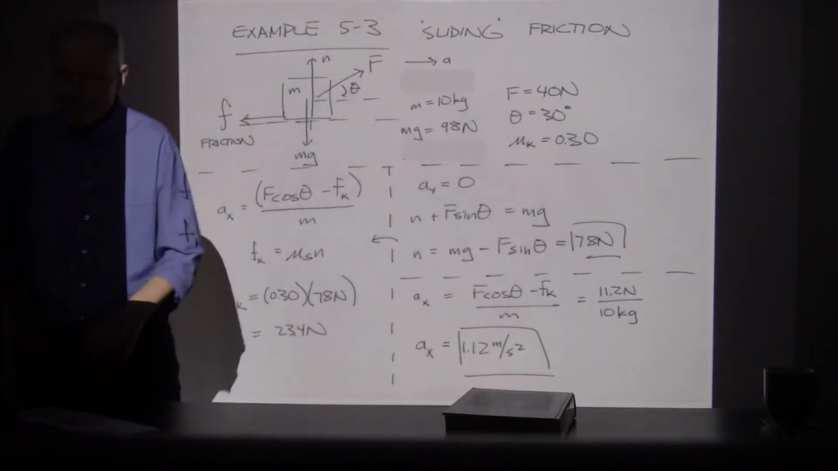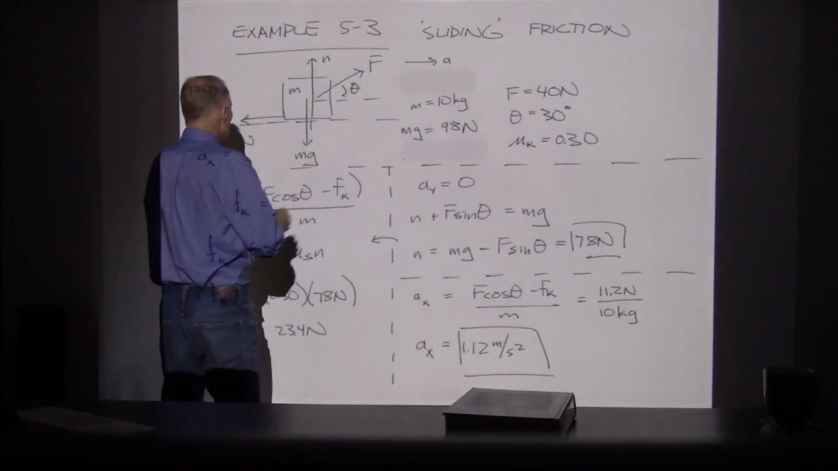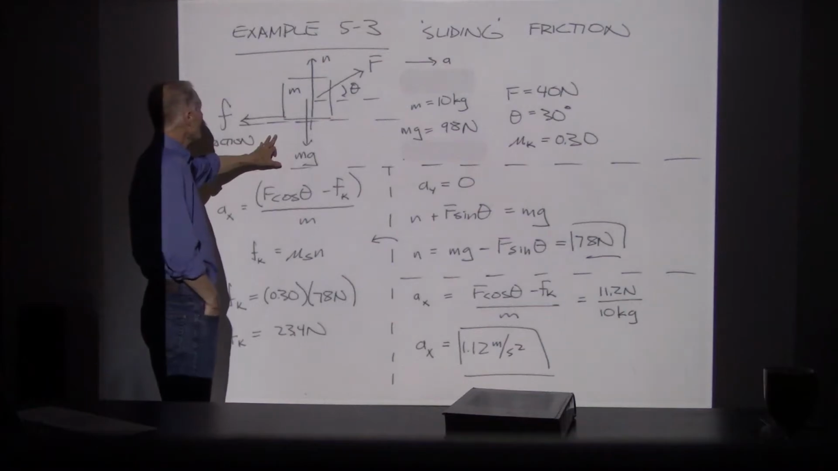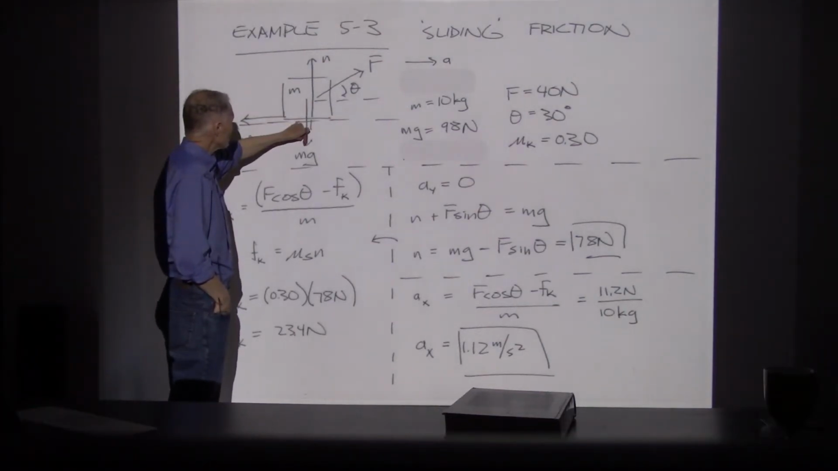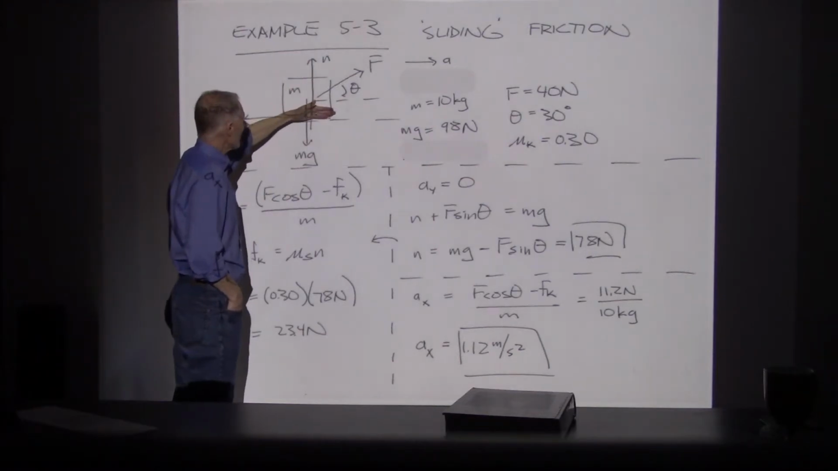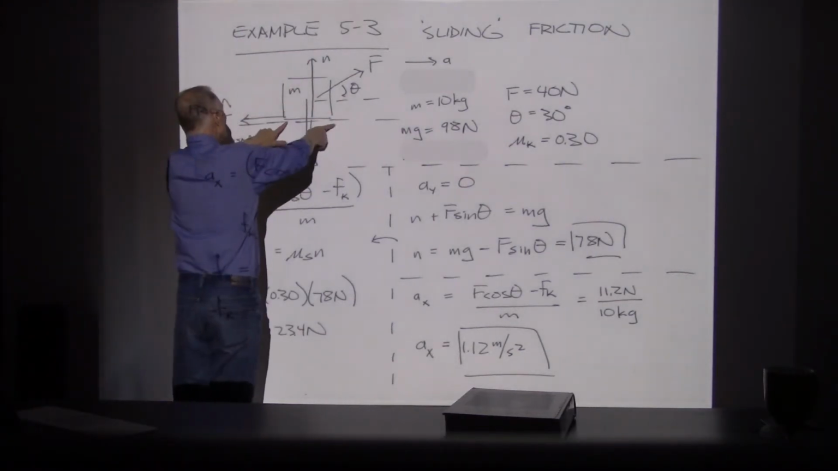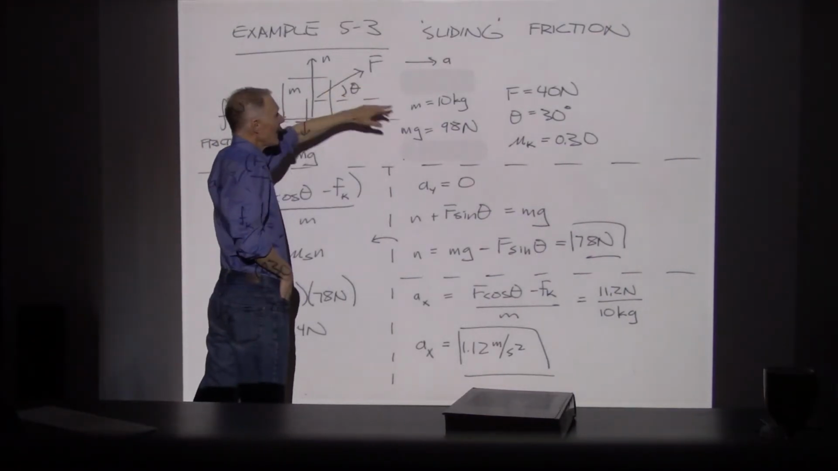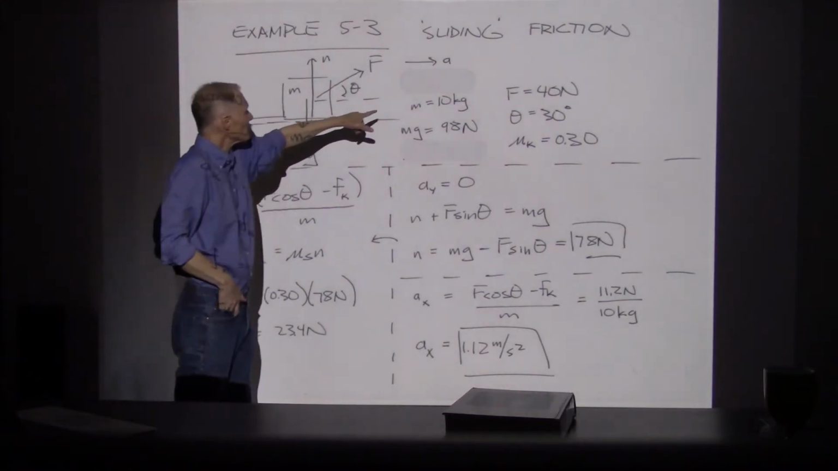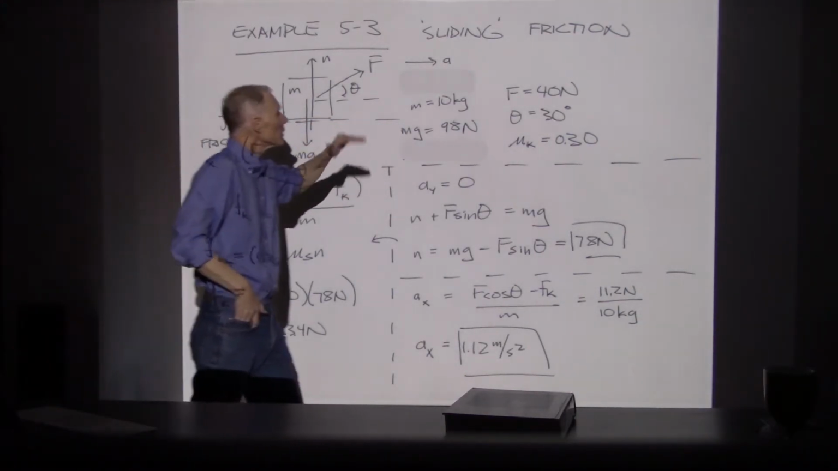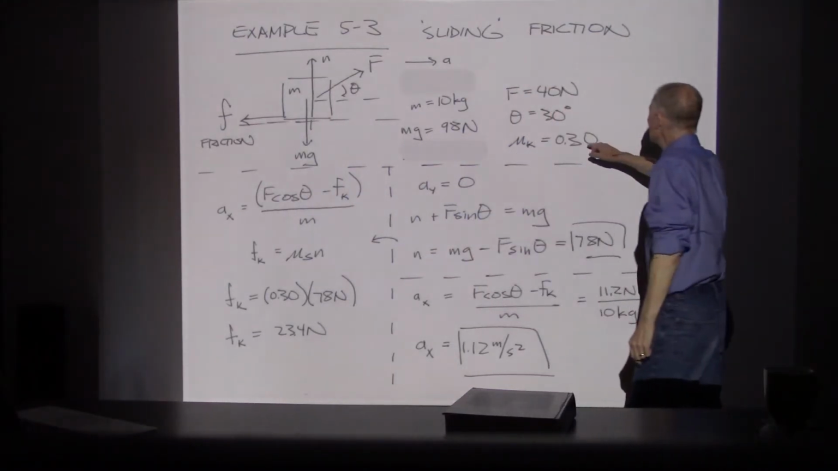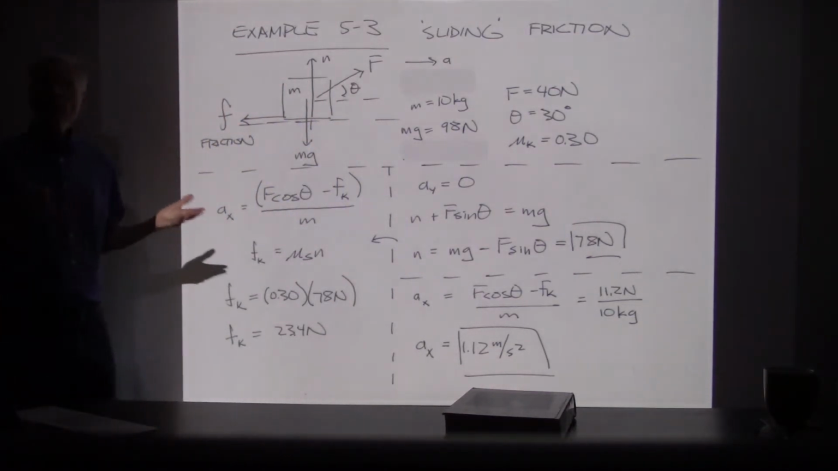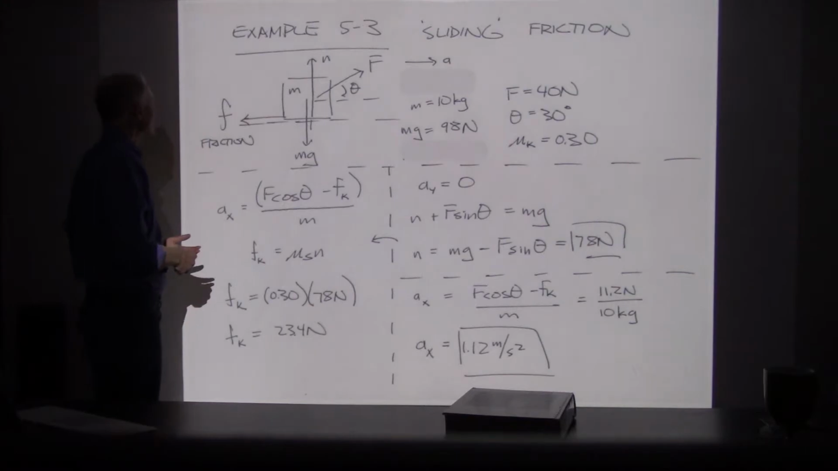Let's take a look. Let's go ahead and get the force diagram set up. So here is mg. Here is the normal force. Remember, the normal force is all along this surface. Here is the frictional force, also all along the surface. And then I'm pulling on this at an angle of 30 degrees, 40 newtons. M is equal to 10 kilograms. mg is 98 newtons. The new piece of information we have now is that the kinetic coefficient of friction is going to be 0.30.